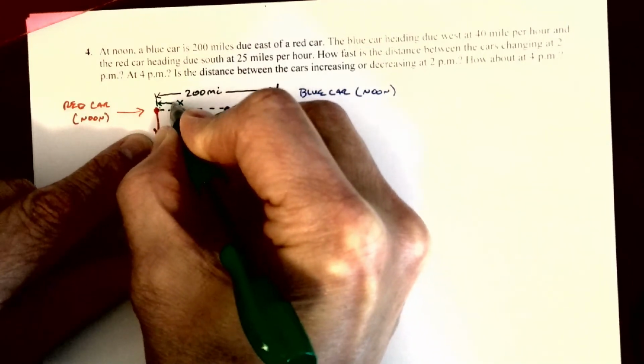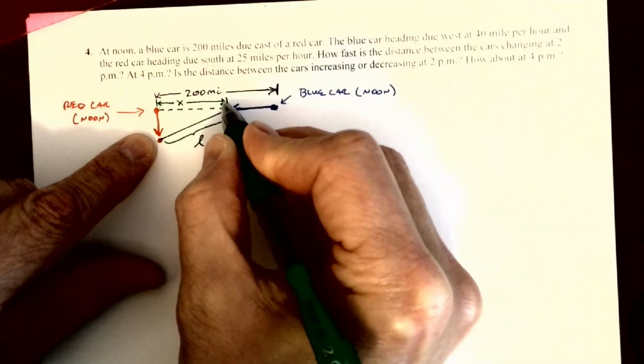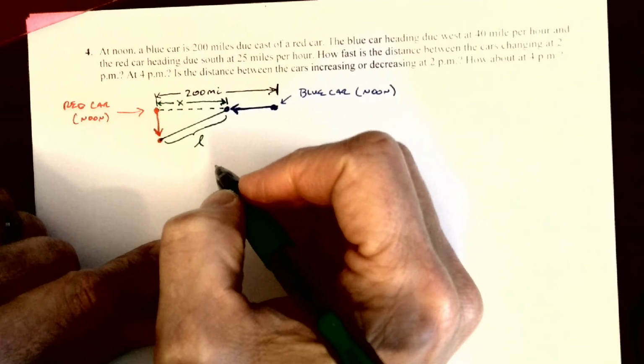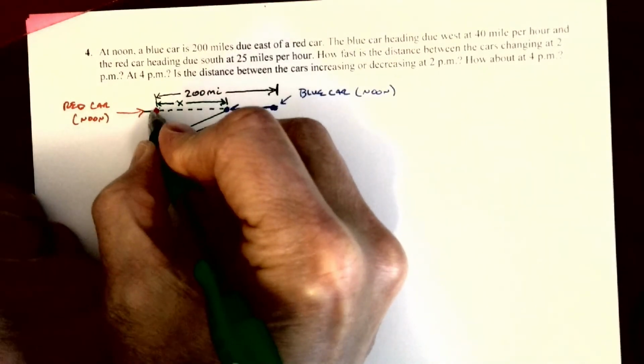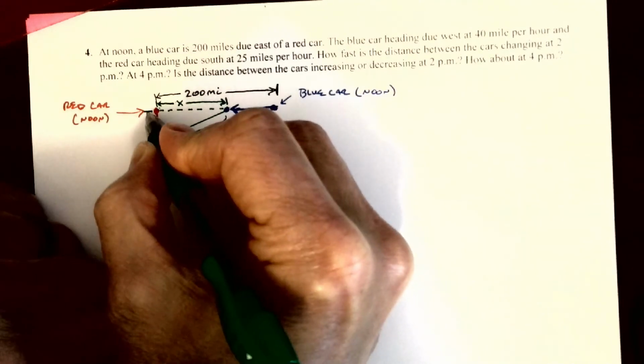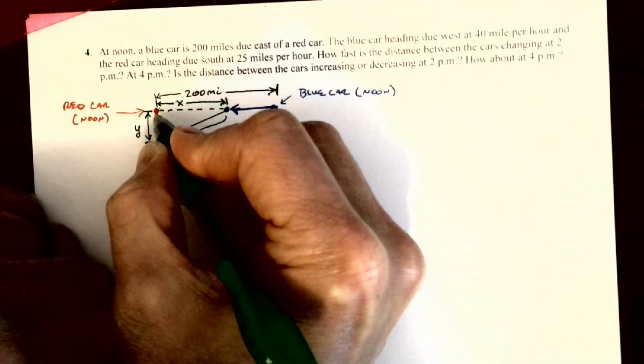So notice x is going to be a variable. It's changing. It's getting smaller as time progresses. The other quantity I'm going to label is actually just the distance the red car has traveled, and I'm going to call that y. Notice y is getting larger.